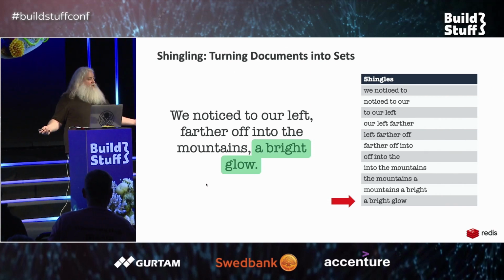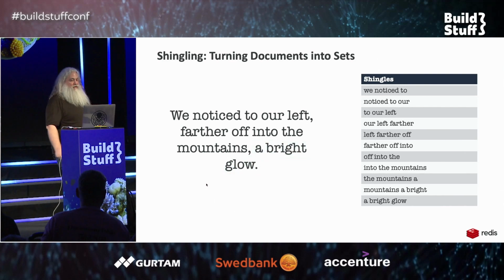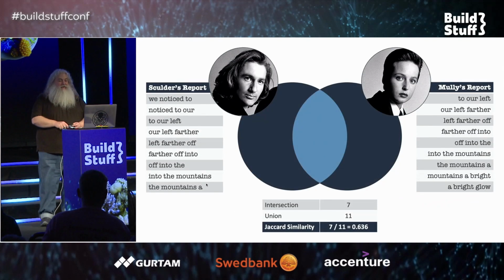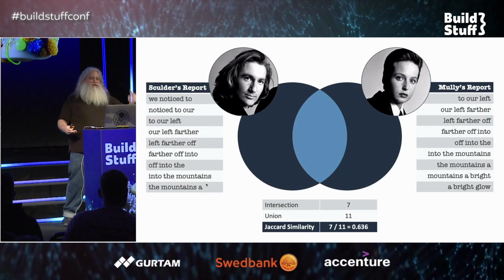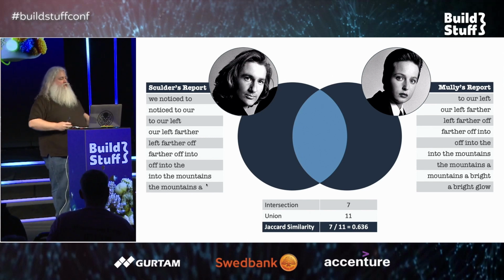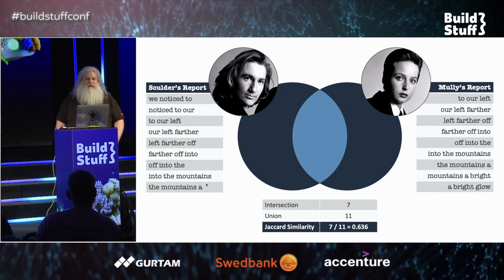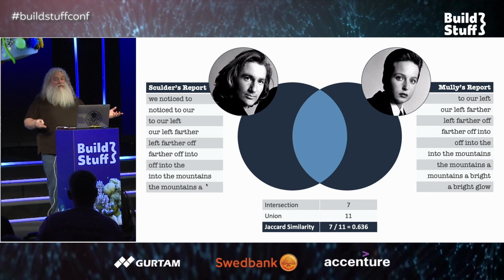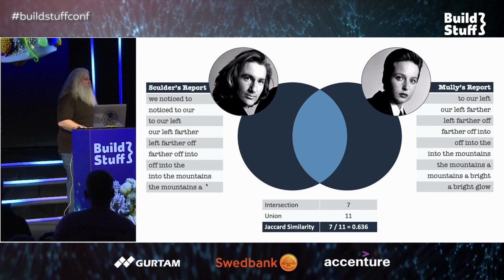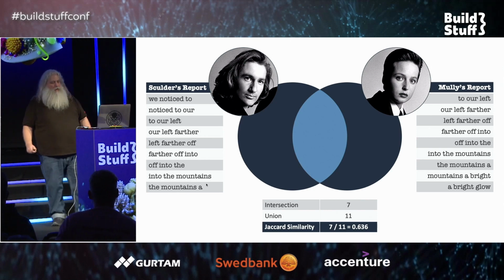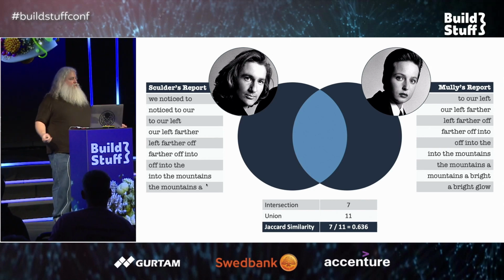So we've got this document now as sets. And so now we can do that same Jaccard similarity calculation against these strings. Got a set of strings over here, a set of strings over here. We can get the intersection and the union, we can divide them, and we'll get a similarity and discover that, for example, Scalder's report and Molly's report are 63.6% similar. And so Skinner is happy.